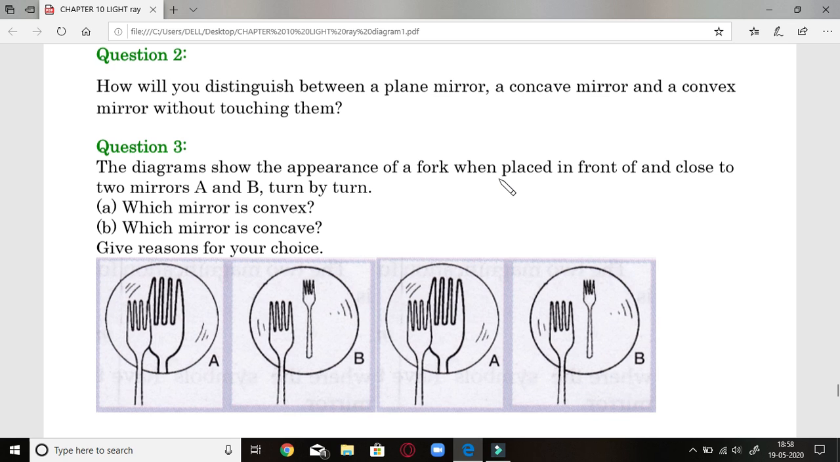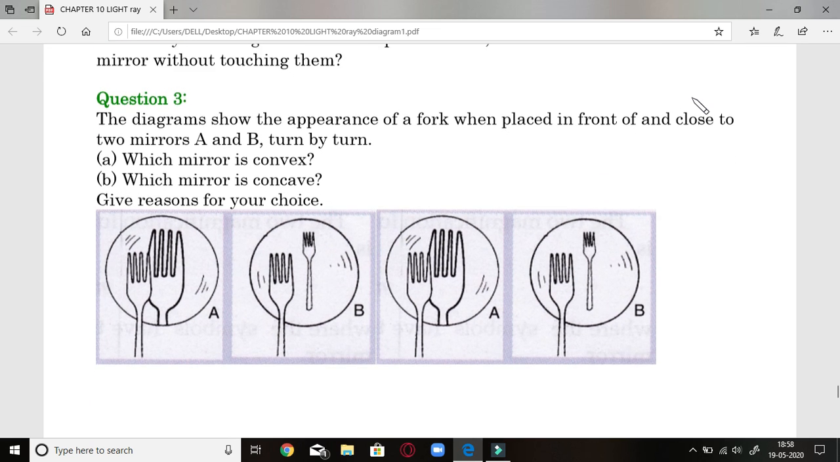Next is question number 2. How will you distinguish between a plane mirror, concave and convex mirror without touching them? If you keep them on a holder and you have to find out which is a plane mirror, which is concave and which is convex, try to find out through their virtual images. Because a plane mirror, you know, gives a virtual, erect image of the same size. A concave mirror gives you a virtual, erect and enlarged image, whereas a convex mirror gives you virtual, erect and diminished images.